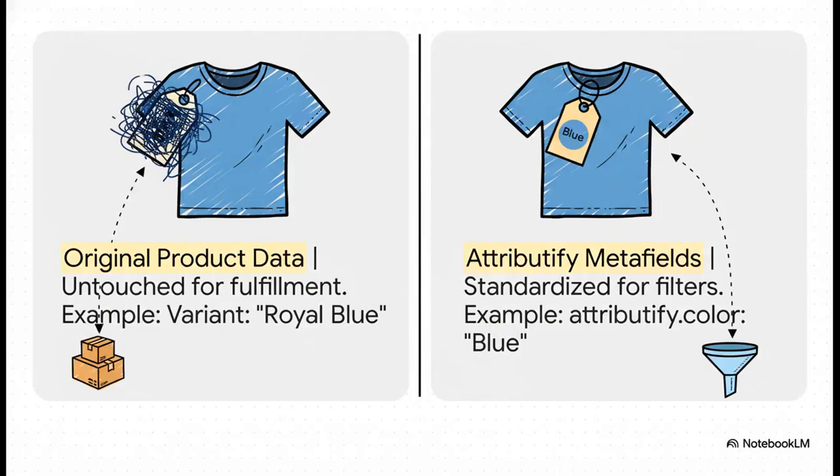You've basically got 2 layers of data living on the same product. Over on the left, you have the original data, Royal Blue, that's left completely alone for all your back-end apps. And then on the right, you have this new metafield that Attributify creates, which holds the clean, simple value blue, just for your storefront filters.